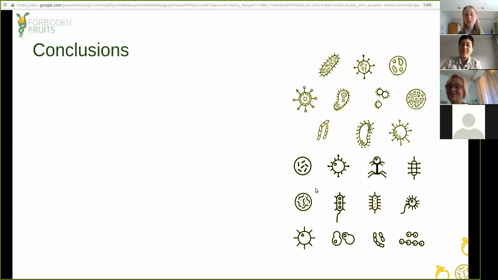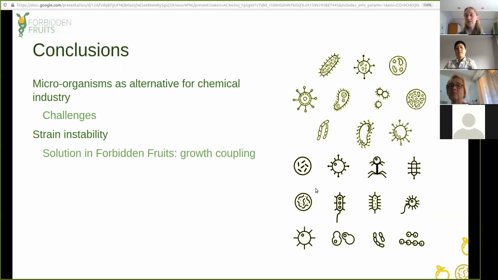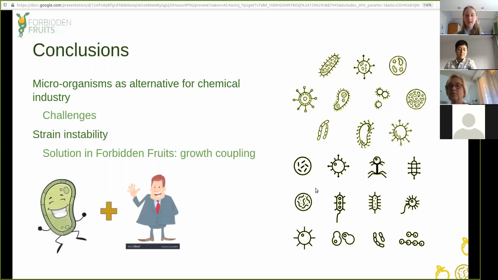So to conclude, to give a brief summary, we know that microorganisms can serve as an alternative for chemical industry. We know that there are some challenges to make it feasible, to make it efficient. One of those challenges is strain instability. In our project Forbidden Fruits, we've tried to come up with a solution to it, which is called growth coupling. And we hope that this in the end will make the microbe happy and will make us happy. And thank you for listening.